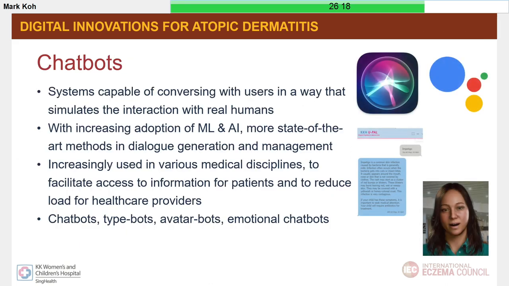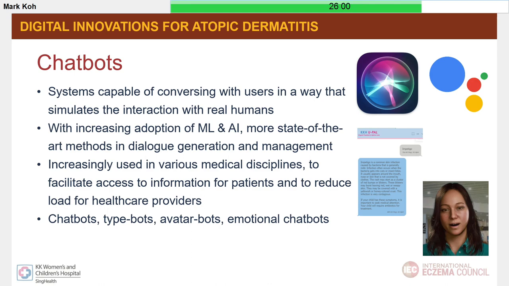Okay, so going on to chatbots, I think a lot of us use a lot of chatbots. It's been around for years. I remember when I was working in the US, I used to chatbot with Bank of America, and I found it very useful. And they could even understand my Singlish. Even the chatbot at the time could understand my Singlish. So I was really impressed.